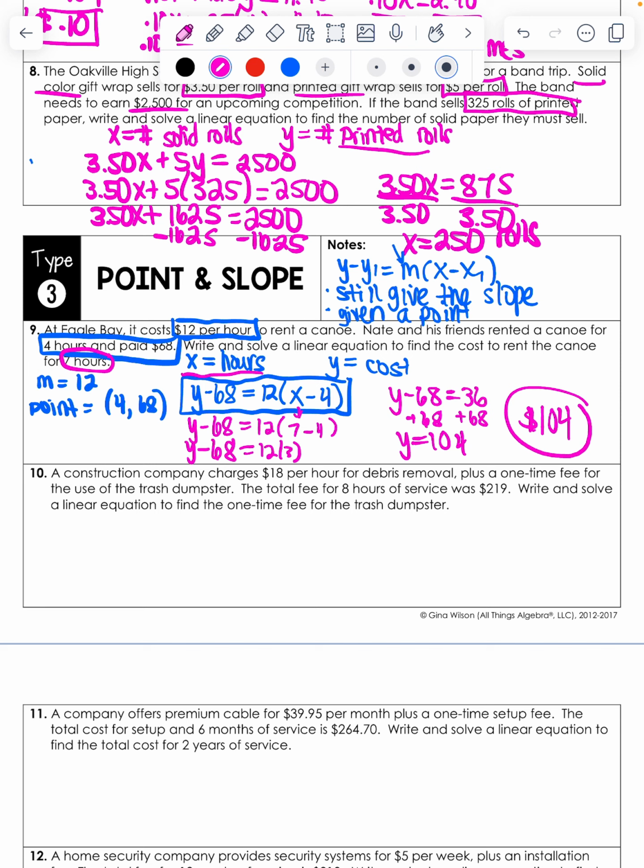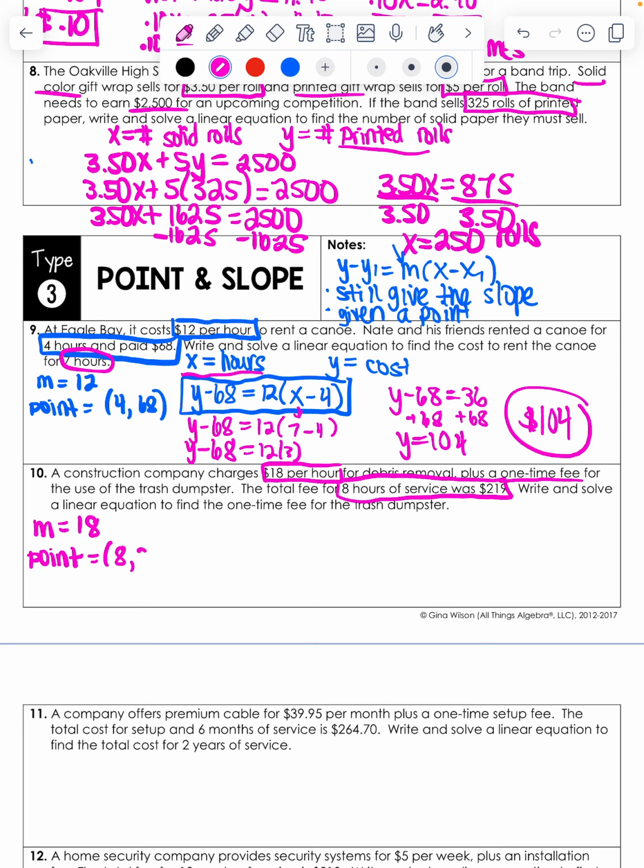Okay, so next, number 10. A construction company charges $18 per hour for debris removal, plus a one-time fee for the use of the trash dumpster. They don't tell us what this one-time fee is, but they do tell us that after 8 hours of service, the total cost was $219. So again, they give us the slope, $18 an hour. They give us the point.